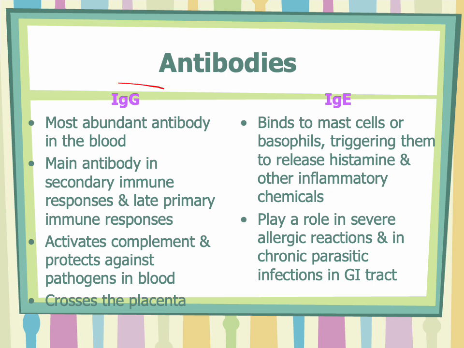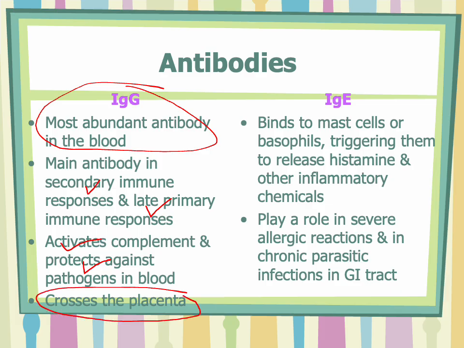The IgG are the most abundant antibody in the blood, okay? The main antibody in secondary immune responses and late primary immune responses, okay? These guys activate the complement and protect against pathogens in the blood. This guy crosses the placenta, hence why we have that event of erythroblastosis fetalis. Then we have the IgE. They bind to the mast cells or basophils, triggering what? Release of histamine and inflammatory chemicals. These guys are related very much to allergic reactions, okay?